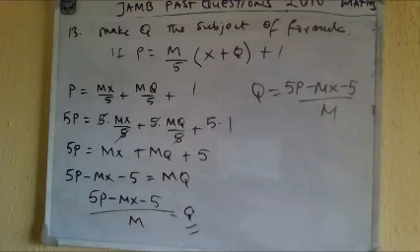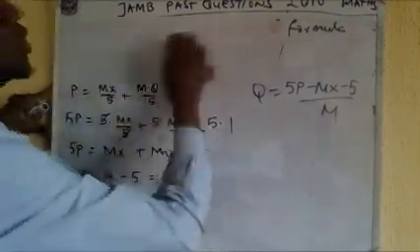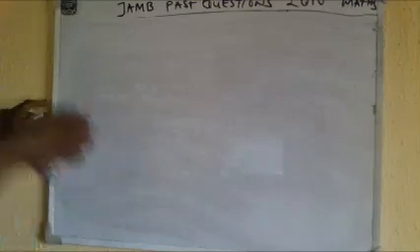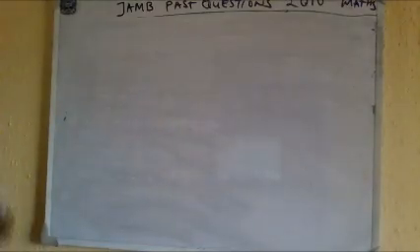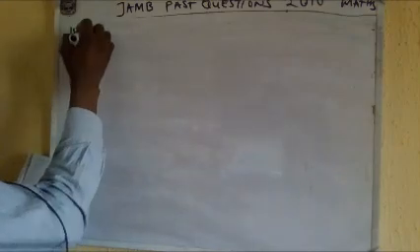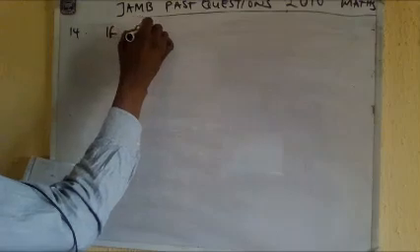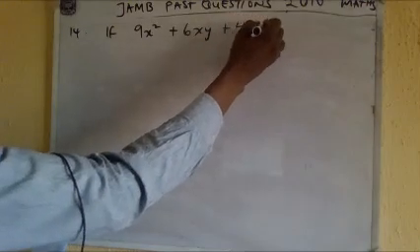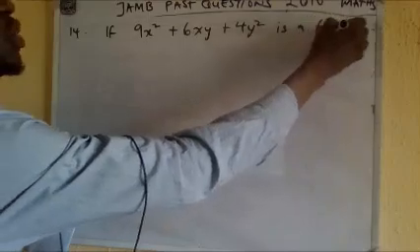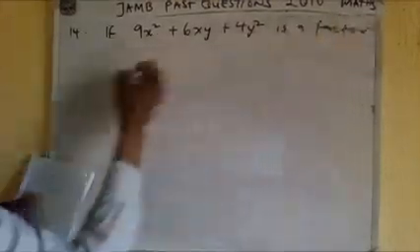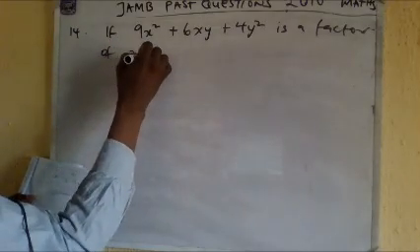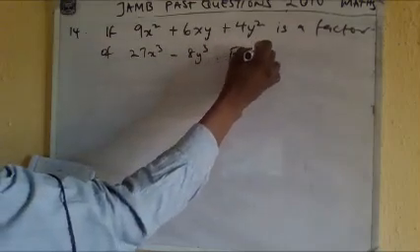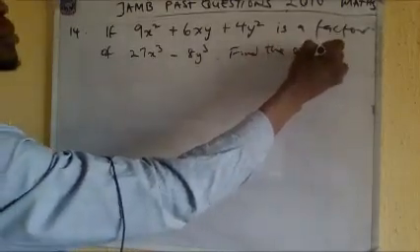All right, so that's number 14, still on 2010 JAMB Maths. So we are moving forward. Question 14 says, if 9x squared plus 6xy plus 4y squared is a factor of 27x cubed minus 8y cubed, find the other factor.